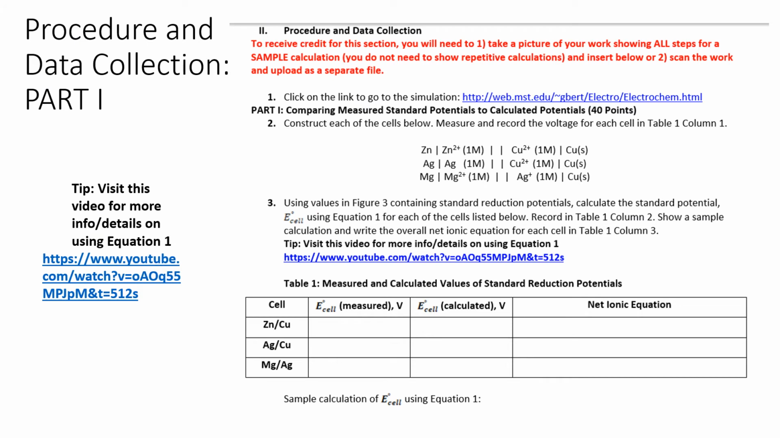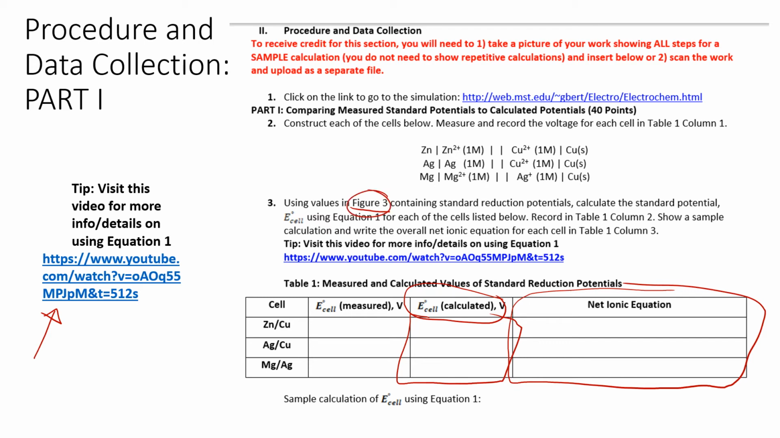And then from there, you will proceed to the next step, and you will use values in figure 3. That contains your standard values, and you will calculate your standard cell potential using that, and you will fill those values in here. You will also write and set up your net ionic equation and fill that in here for each cell. If you need some help on using equation 1 with the values in figure 3, definitely visit one of the pre-recorded videos that I'm linking here.